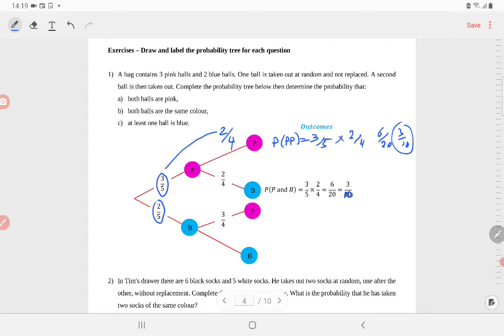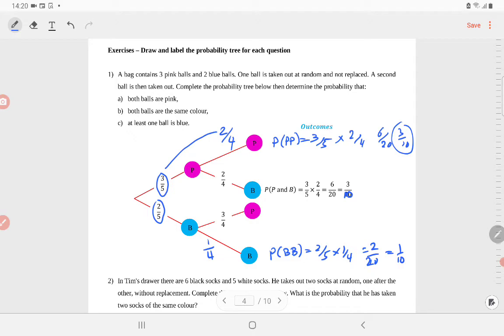Okay, and then I could do the blue blue. So take out a blue, you will only have 1 left, won't you? So if you've taken the blue ball out, the chance of the next blue is going to be 1 on 4. So your probability of blue blue is going to be 2 on 5 times 1 on 4, which is 2 on 20, 1 on 10.